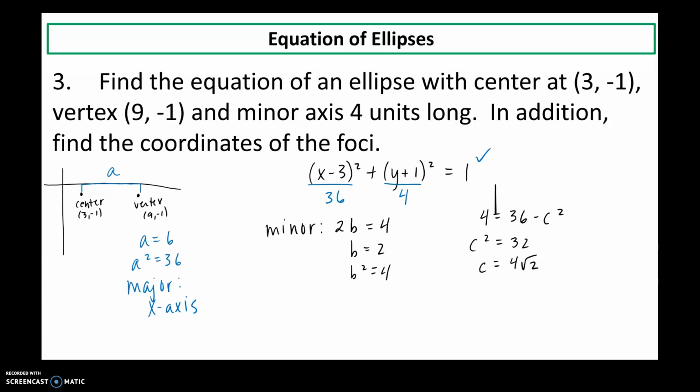Now to determine the coordinates of the foci, remember that they're based off the center. My center is at (3, negative 1). I'm not moving vertically at all, so my y coordinate stays the same. From my center, I'm going to go 4 root 2 units to the right and to the left. So I start at my center and I move according to the value of c.